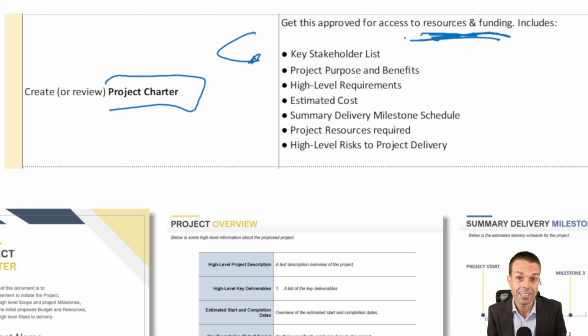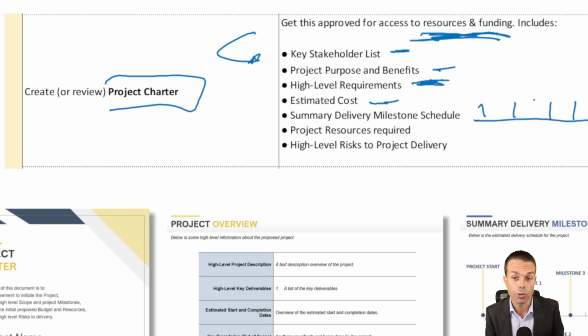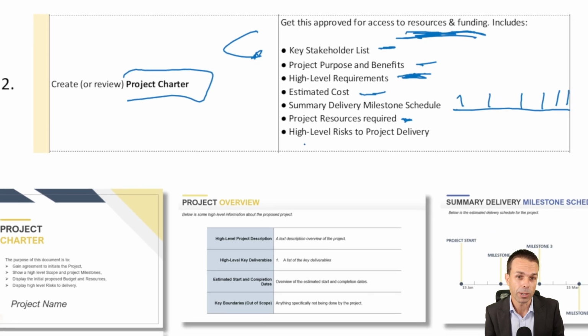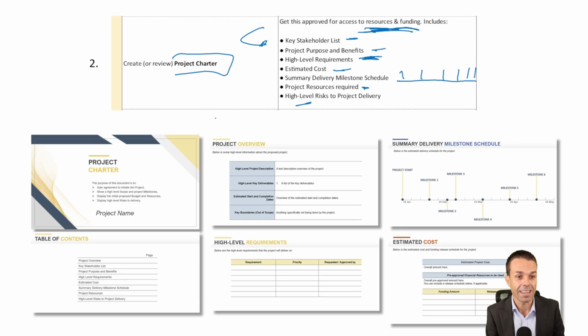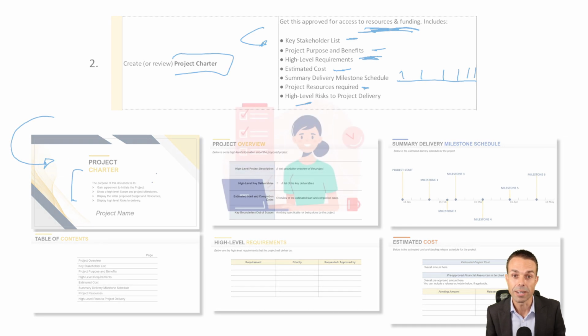So we need things like our key stakeholders involved, the project purpose and benefits, the high-level requirements that we're wanting to be delivering on, the estimated cost, just a high-level estimated cost, a high-level schedule or summary milestones that we might have. And remember, we haven't planned out our project totally yet. This is just a high-level idea, as much as we can get in a short amount of time. The project resources that we're going to need to perform our project, and any high-level risks that we can already see on the horizon. And again, here are some beautiful templates just of a project charter, getting agreement to initiate our project.